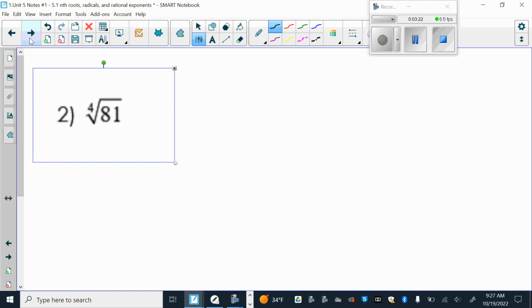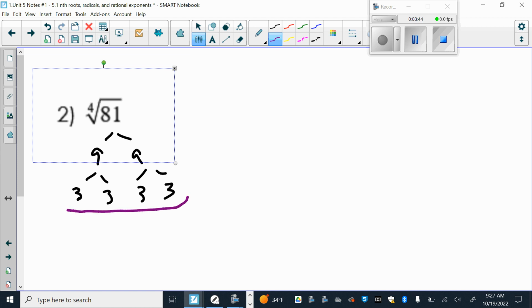The fourth root of 81. So 81 I know is divisible by 9, 9 and 9, 9 I know is 3 and 3, and 3. So there we go. We have that broken down into the prime factorization because 3 is a prime number. So fourth root, I'm looking for perfect numbers raised to the fourth power. So I have 3 times itself 4 times. So the fourth root of 81 is 3.